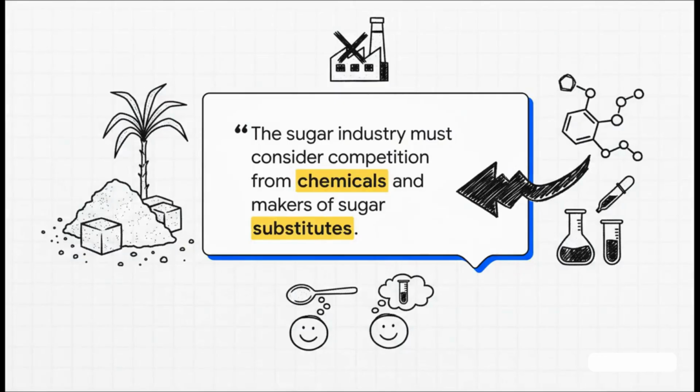Then there's the threat of substitutes. This one is so important because your competitors are not always who you think they are. Look at this: for the sugar industry, a chemical company making artificial sweeteners is a major competitor. Why? Because they both solve the same core customer need, making things sweet.